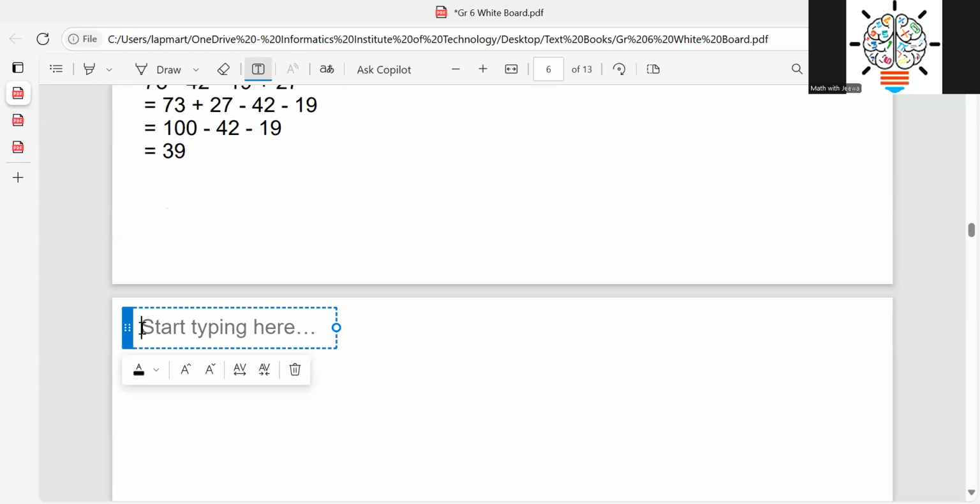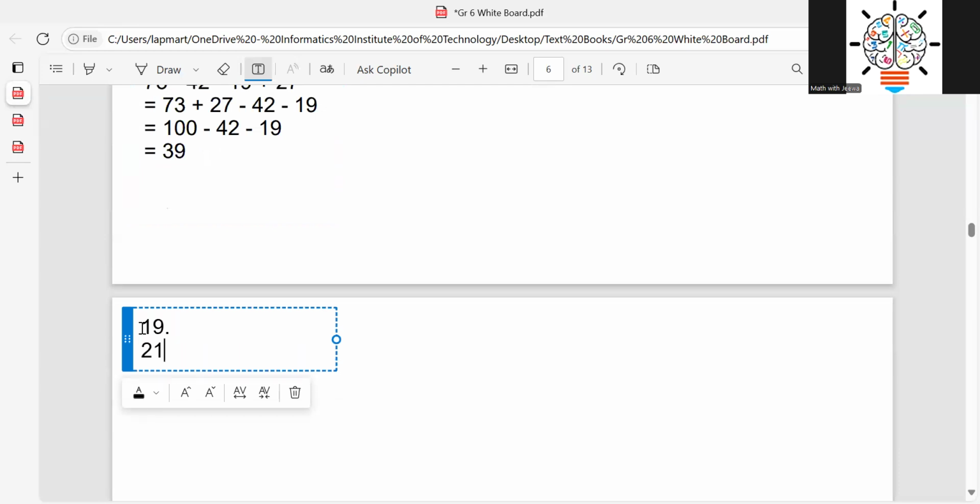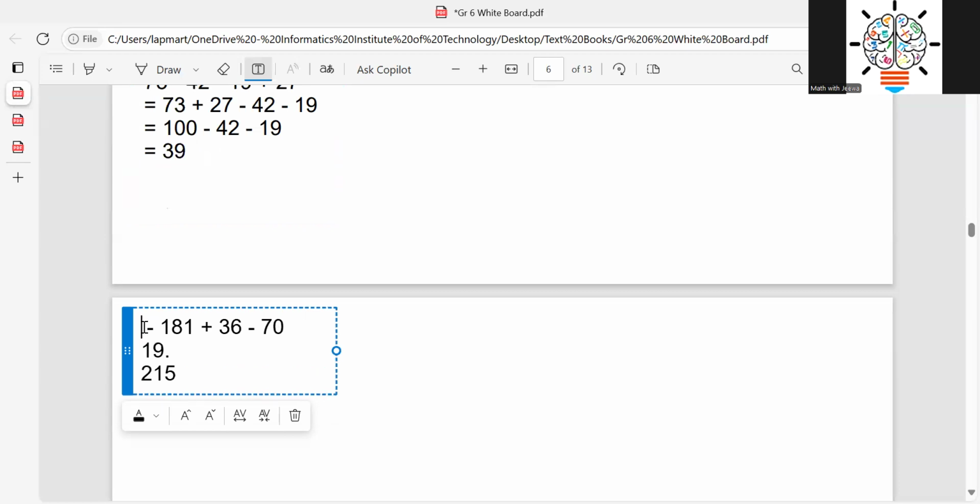I don't think I have enough space here to do this one, so I'll do question number 19 here. How do you get that? 215, right? Minus 181 plus 36 and minus 30. And oh, I made that mistake again. I don't know why it happens like that.